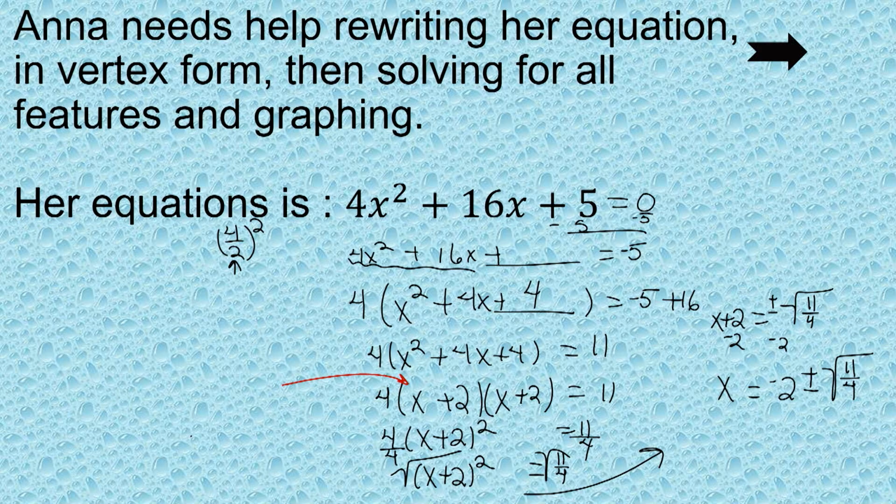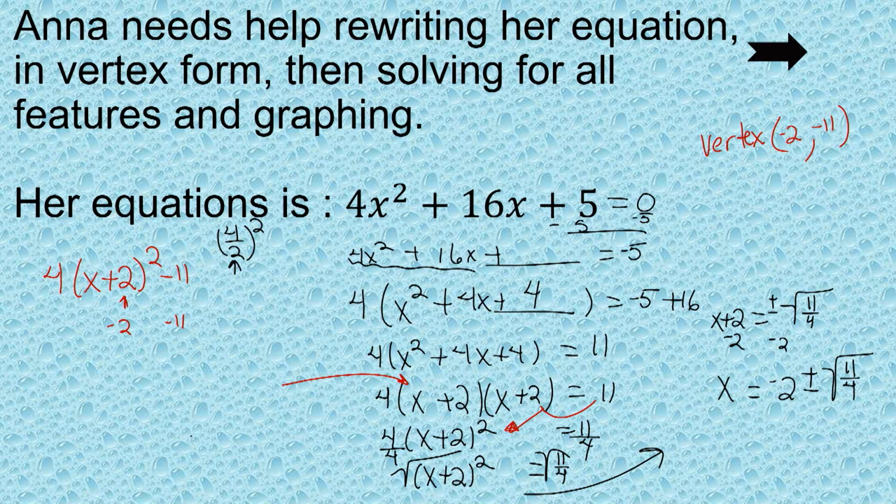All right, I need to find that vertex form. So I have 4 times x plus 2 squared, and then I'm going to have to move this 11 back over to here. So if it's positive, when I move it back, it's going to be negative. So now that I have my vertex form, I can find what my vertex coordinates are. My vertex coordinates are opposite. So that's going to be negative 2 and negative 11. So I'm going to put negative 2 and negative 11 there.